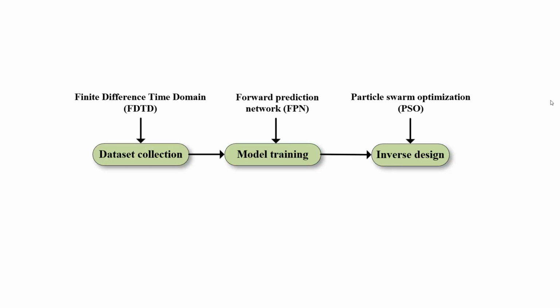Here let me introduce the working flow. First we use finite difference time domain methods, that is FDTD methods, to collect the data sets, and then we use a forward prediction network, that is FPN method, to train a model to predict the absorption spectrums. And then we combine the FPN method with the particle swarm optimization method, that is PSO method, to do the inverse design to optimize our constructed structures.